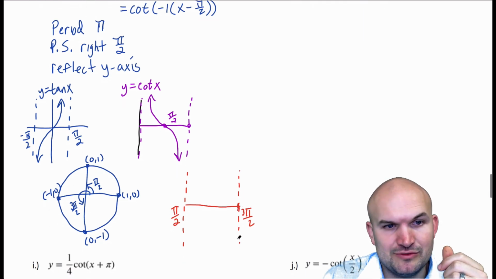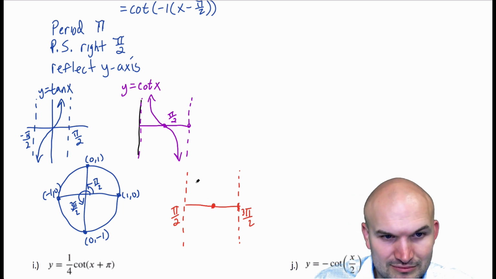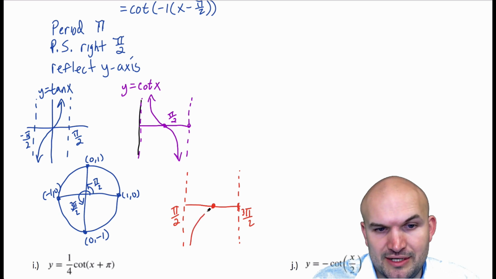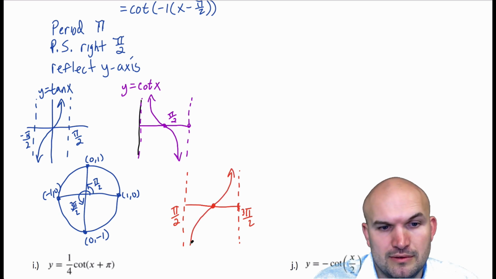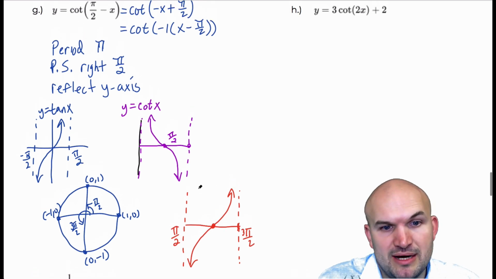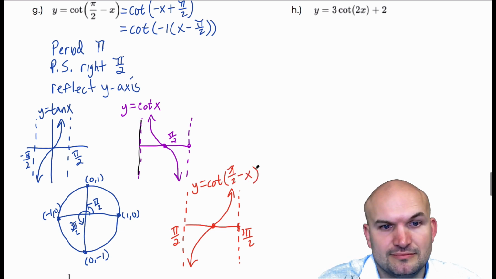And then halfway in between there would be where my intercept is, but I'm not really too confident as far as where it's going to go. But we do want to represent here the graph representing that reflection. And that is going to be my y equals cotangent of pi over 2 minus x.